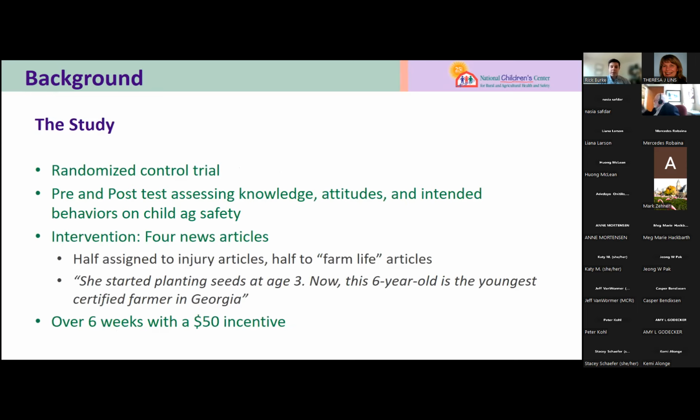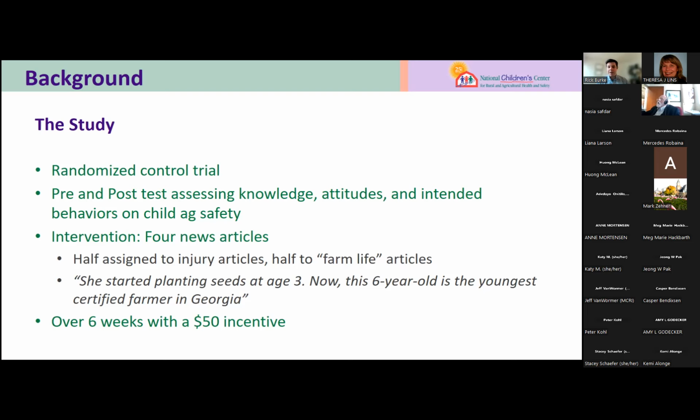So as for the study itself, we conducted a randomized control trial with a pre and post test, specifically assessing farm parents' knowledge, attitudes, and their intended behaviors towards child ag safety. The intervention being, we'd have them read through 4 news articles. Our experimental group would read through injury articles that we had saved in Ag Injury News. And then the other half were generic agriculture-related news stories, but nothing to do with injuries. So like farm life articles, such as a child really getting into agriculture, essentially. This was conducted over 6 weeks, and we offered a $50 incentive.